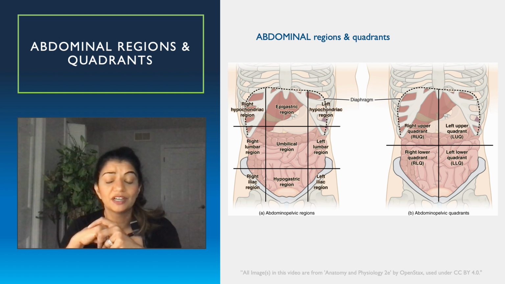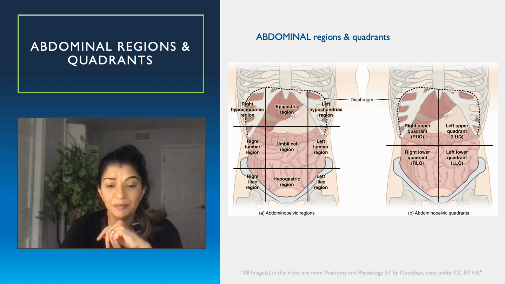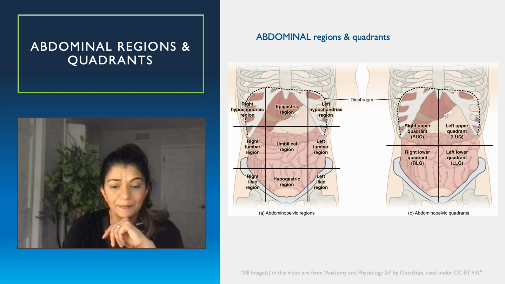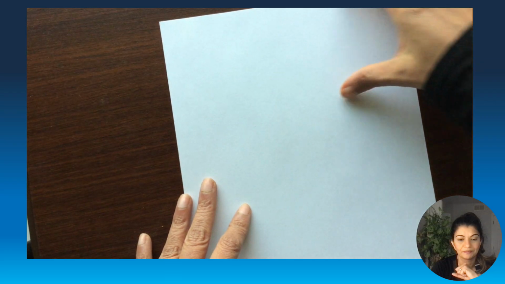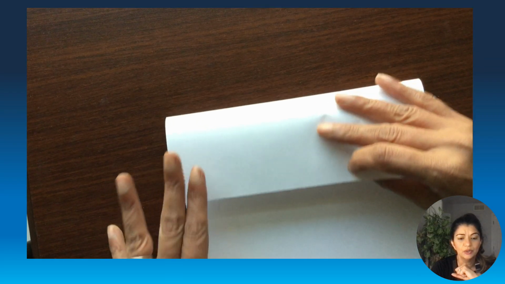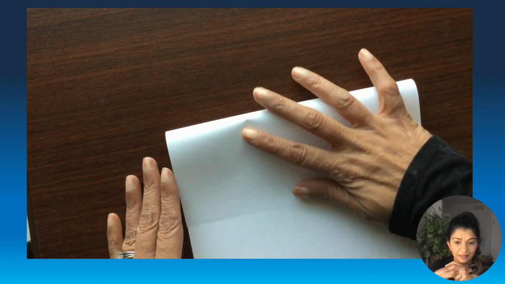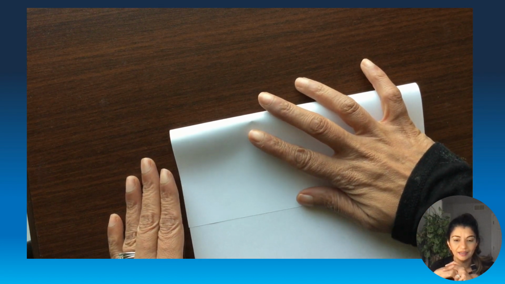Now, I'm going to show you a quick little strategy on how to memorize it or learn it. Again, it's more of a kinesthetic approach if you like that sort of thing. Okay, here we have it. All you need is a piece of paper, and it's somewhat like origami.